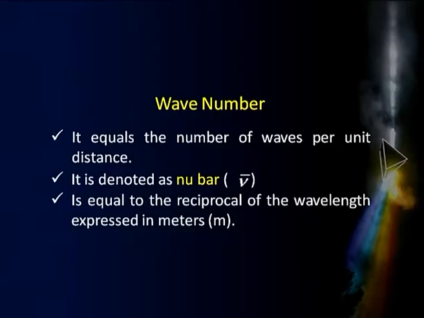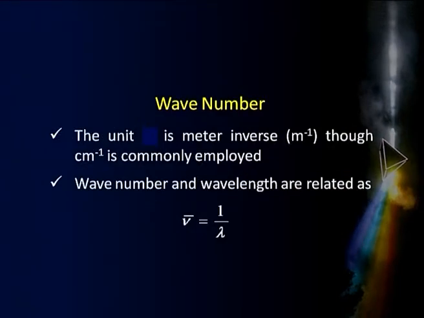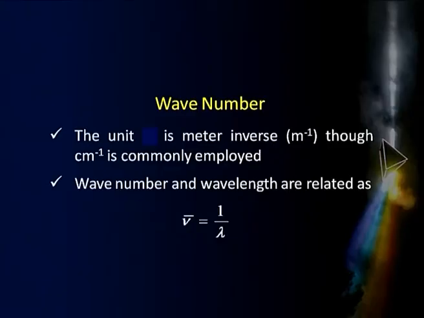So, wave number and wavelength are again related. Let us see. Wave number is the reciprocal of wavelength. The symbol of wave number is nu bar, and nu bar is equal to 1 by lambda, where lambda is the wavelength. The wave number is the number of waves per unit distance. So, as wavelength goes up, wave number goes down. As wavelength goes down, wave number goes up. Again, it is an inverse relationship.